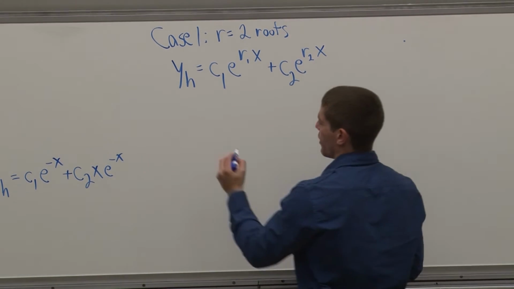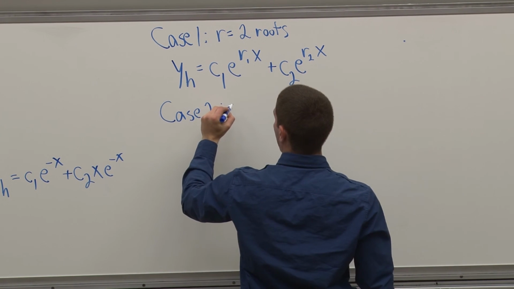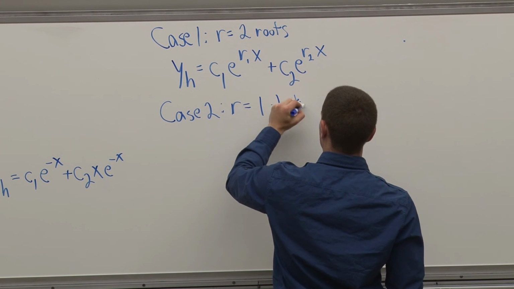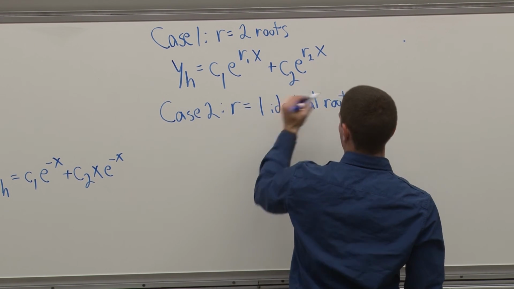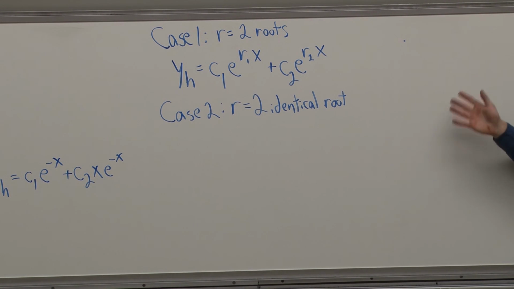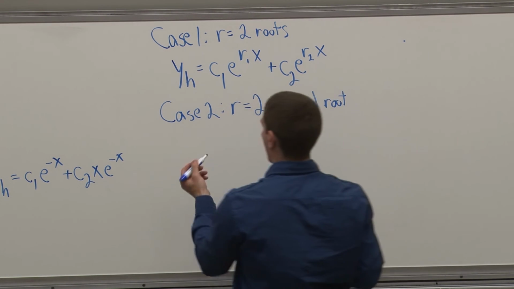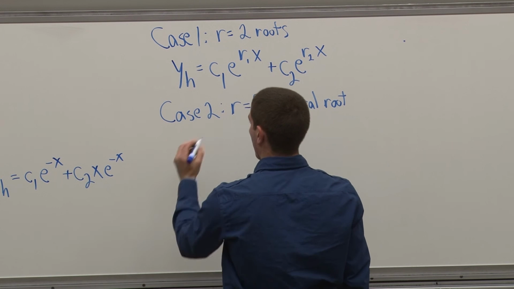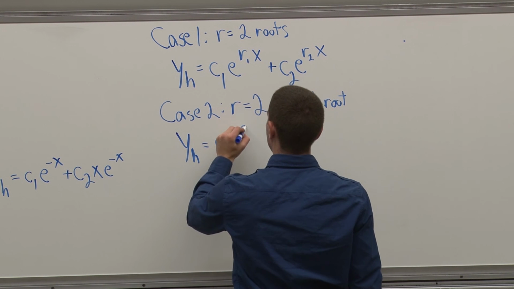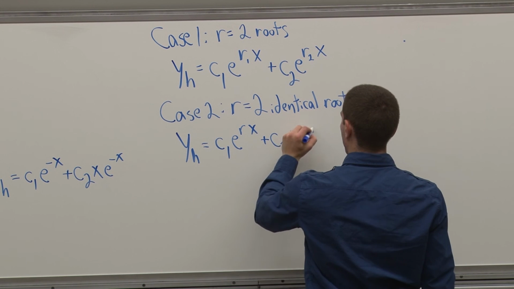All right, so case 2 is when your roots equal 1 identical root, or 2 identical roots. That's something where you have plus 1 or plus 1, or minus 1 or minus 1. You have 1 number, that's the answer for both monomials. If that's the case, then your homogeneous is going to look like c1 e to the rx plus c2 x e to the rx.